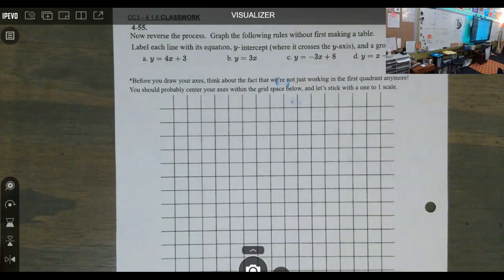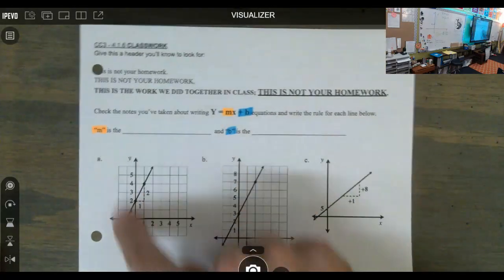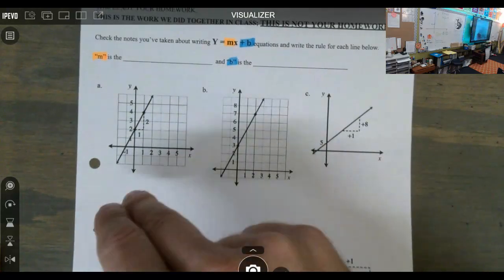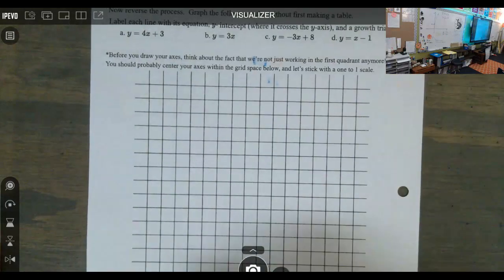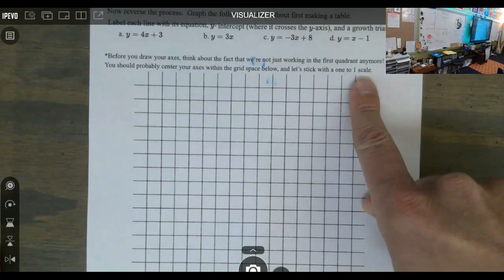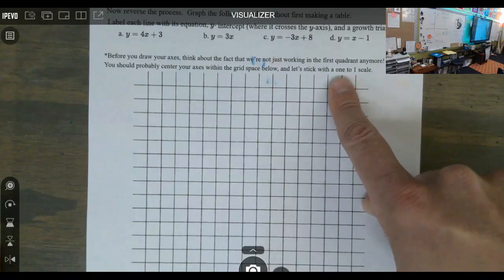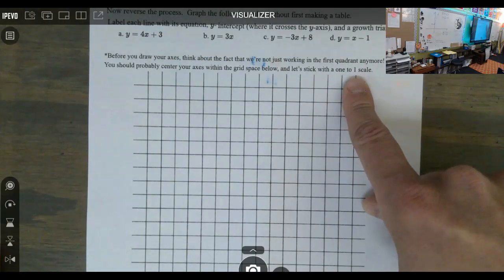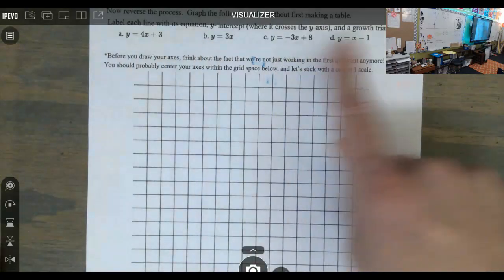Any questions on what we're doing? On the front, we're looking at the lines, figuring out the rule, and writing the rule down. On the back, we're going to draw axes. My advice would be to stick to a 1-to-1 scale. I don't know why I wrote one of the ones as a word and one as a number. My brain is weird apparently. And I would graph all 4 of these lines.